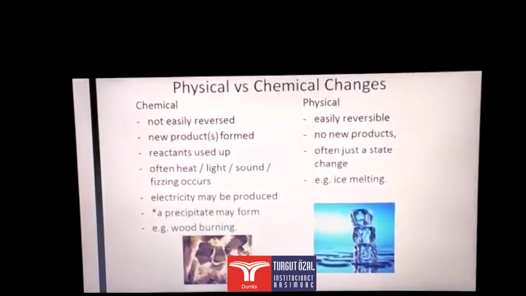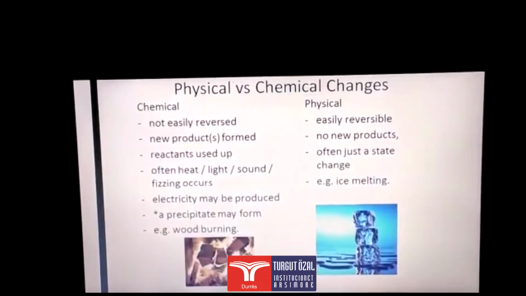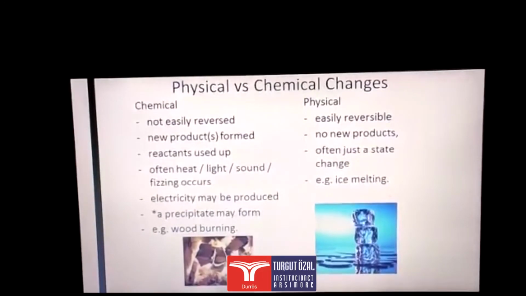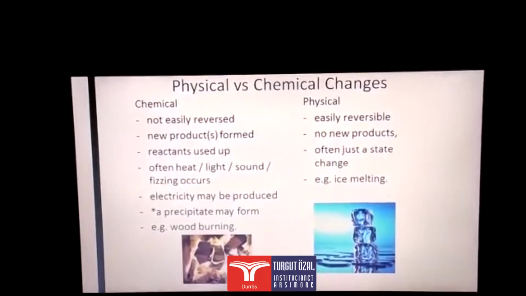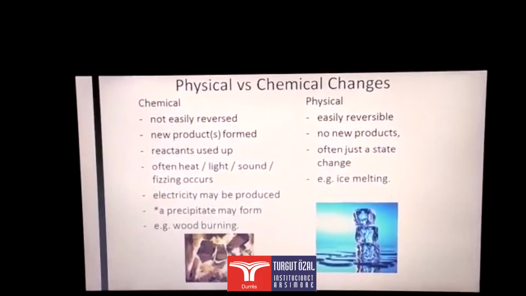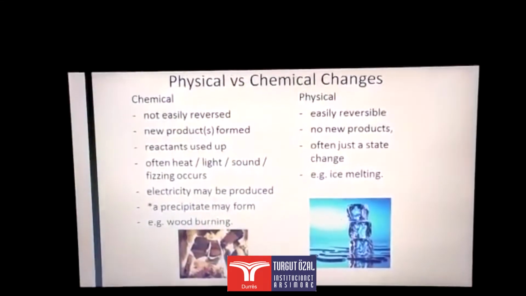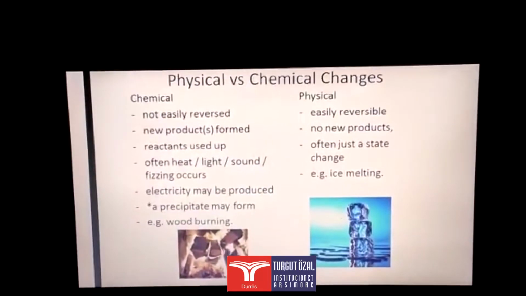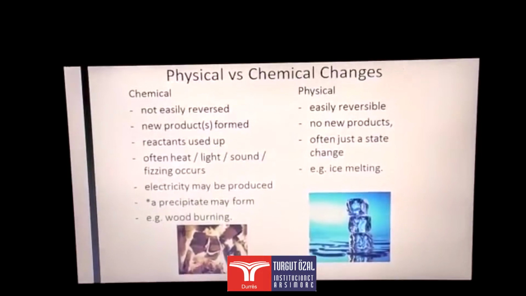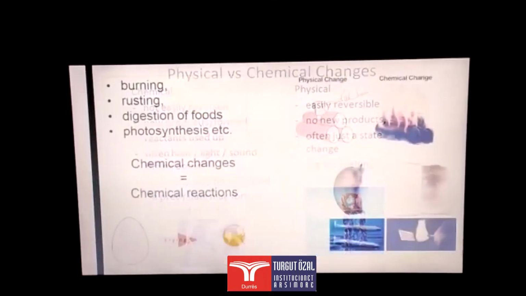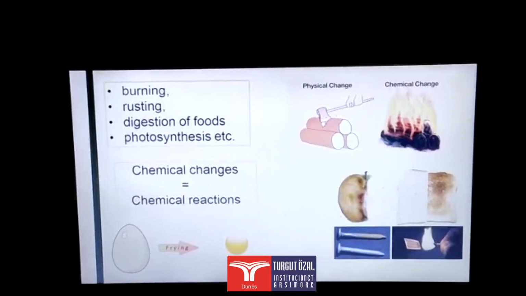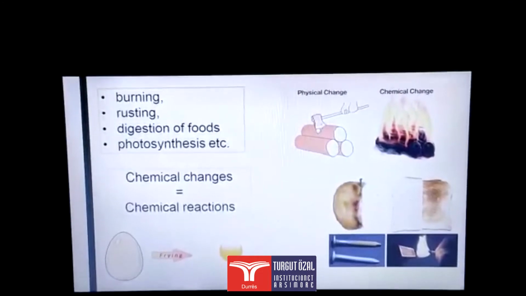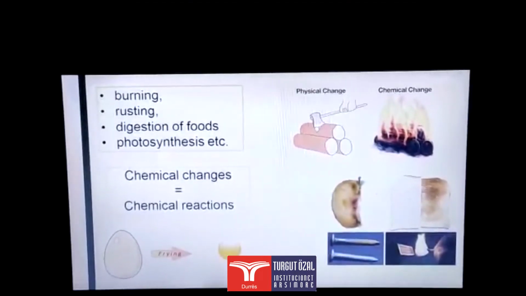Physical versus chemical changes. Chemical changes are not easily reversed. New products are formed, reactants are used up, it often releases heat, light, sound, or fizzing occurs. Electricity may be produced, a precipitate may be formed, for example, wood burning. Physical changes are easily reversible, no new products are formed, often just a change of state, for example, ice melting. We have burning, rusting, digestion of food, photosynthesis, etc. Chemical changes are equal to chemical reactions.